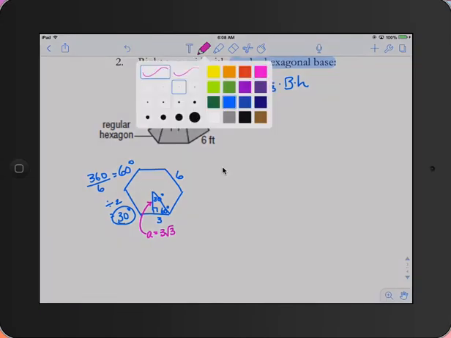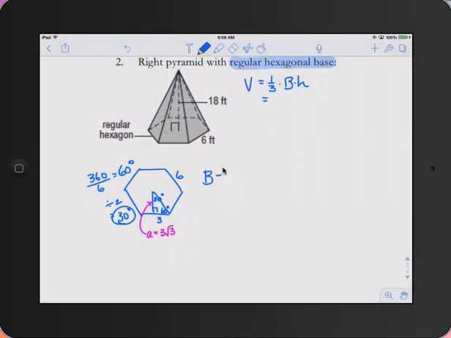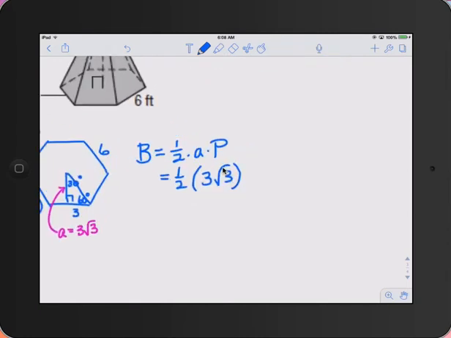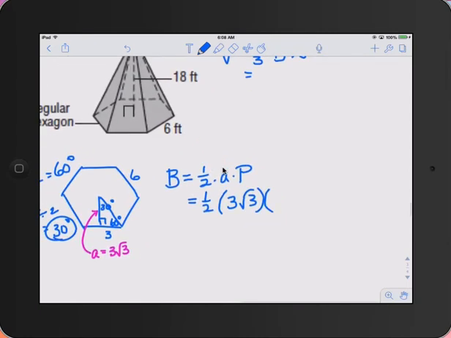Okay, so for this one I'm going to use area of a regular polygon is 1/2 apothem times perimeter. So 1/2 times 3 root 3. And then the perimeter is 6 on a side times 6 sides, so 36.